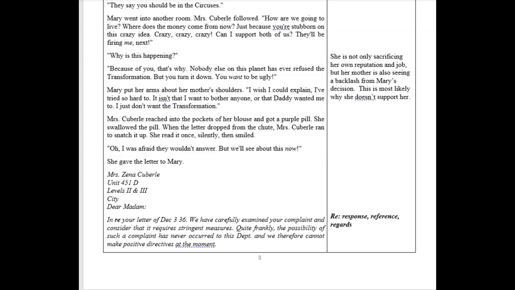Kuberl ran to snatch it up. She read it once, silently, and then smiled. "Oh, I was afraid they wouldn't answer. But we'll see about this now." She gave the letter to Mary.